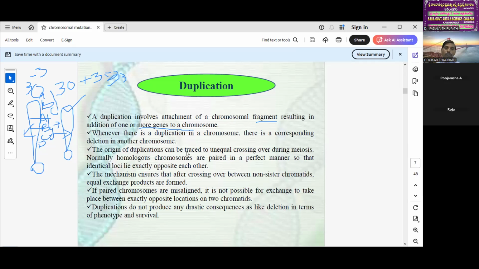The origin of duplication can be traced to unequal crossing over during meiosis.